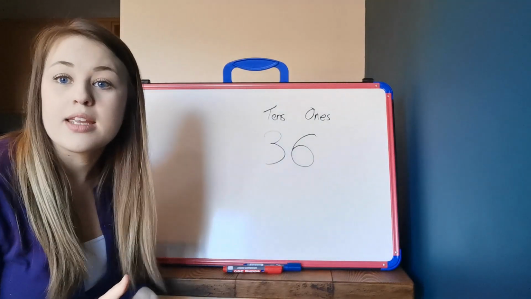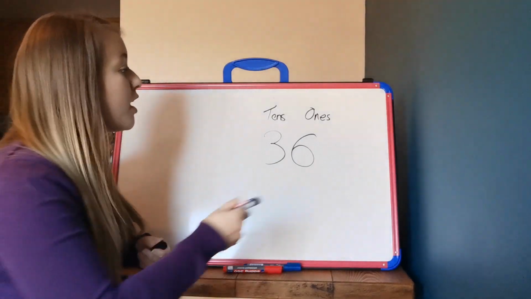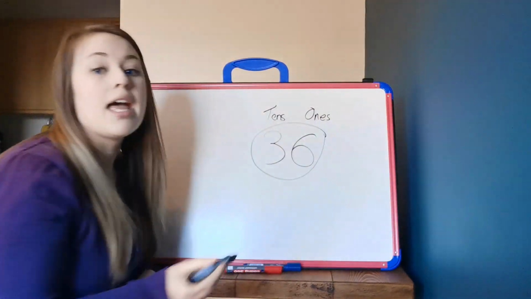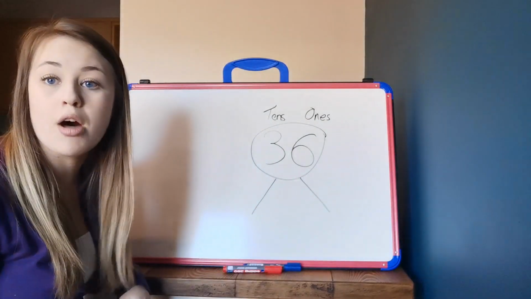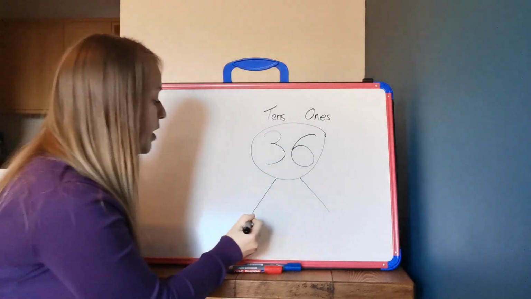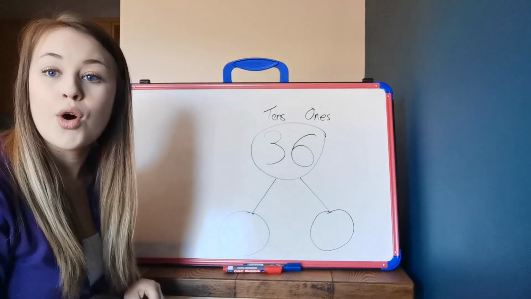One way that we show this is by using what's called a part-whole model, and that's just to show that this number here is the whole, but we separate it into 2 parts for a 2-digit number. So we start with either the tens or the ones.